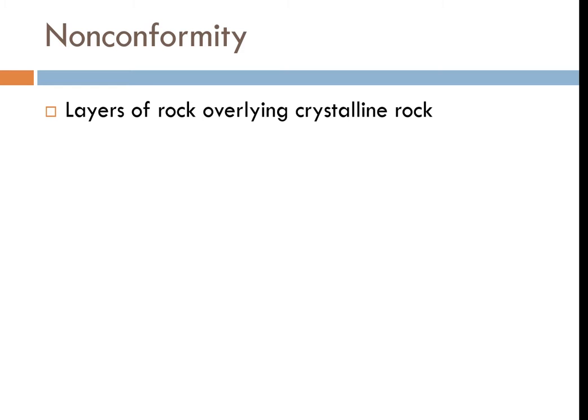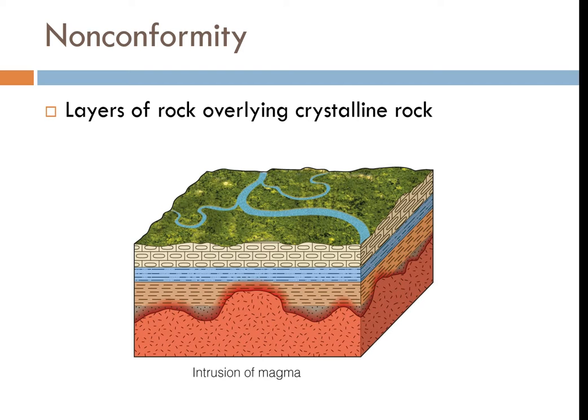And last but not least, we have a nonconformity. And in a nonconformity, you've got layers of sedimentary rocks that overlay older, either intrusive igneous or metamorphic rocks. And these we call crystalline rocks, because these rocks form at depth. All right, so you've got layers of rocks, you've got an intrusion of magma. Now we know this magma is younger than the layers of rocks because you see that little red halo? That's your bake zone. So we know the magma came second.